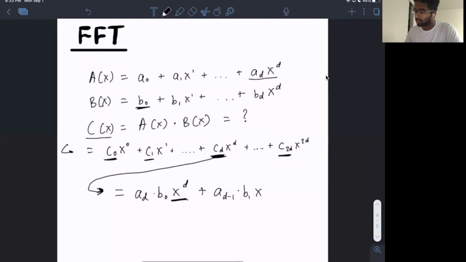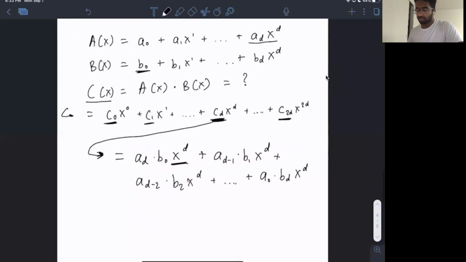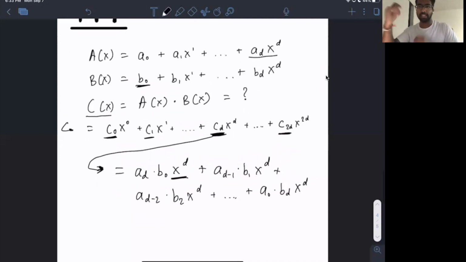times X to the power of D. Then we can keep going, B sub 2 times X to the power of D, all the way until we get A sub 0 times B sub D times X to the power of D. Again, all I'm doing here is taking different matchings of terms in A of X and B of X, because we're trying to find the coefficient C sub D, the coefficient of the X to the power of D term in the product.